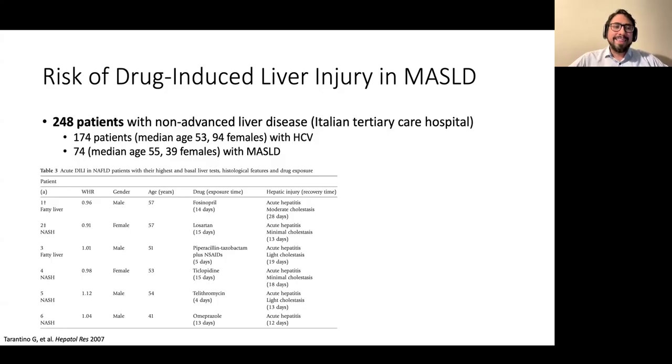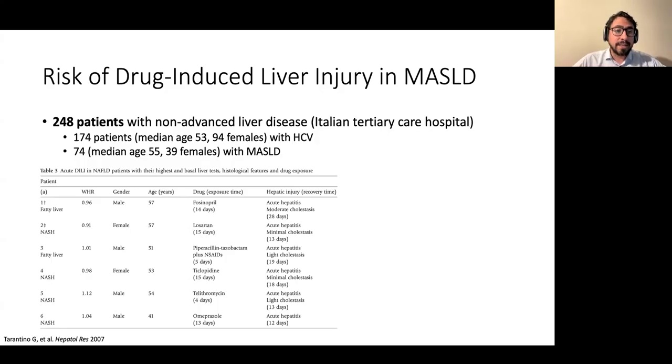Well, the risk of drug-induced liver injury in the overall steatotic liver disease population is not so clear. There are some studies that include cohorts, with pros and cons, that can demonstrate a higher risk in the MASLD population, but we still need some information to confirm this risk.